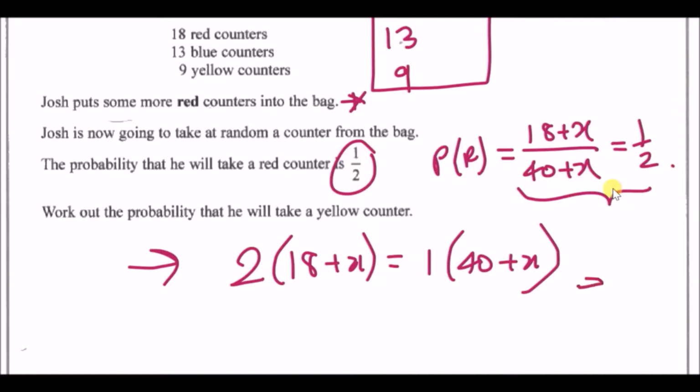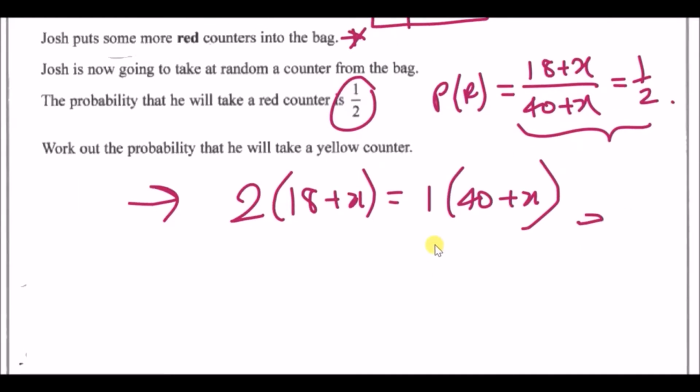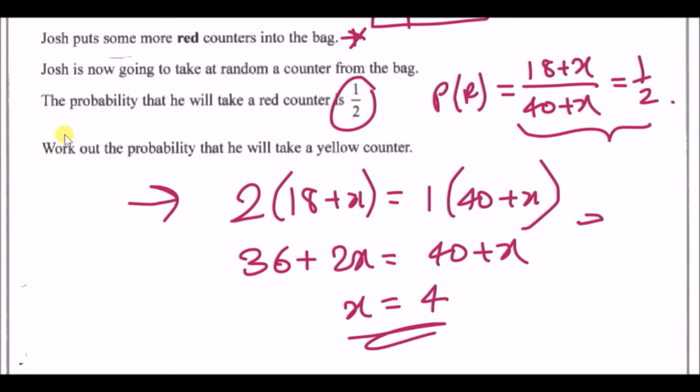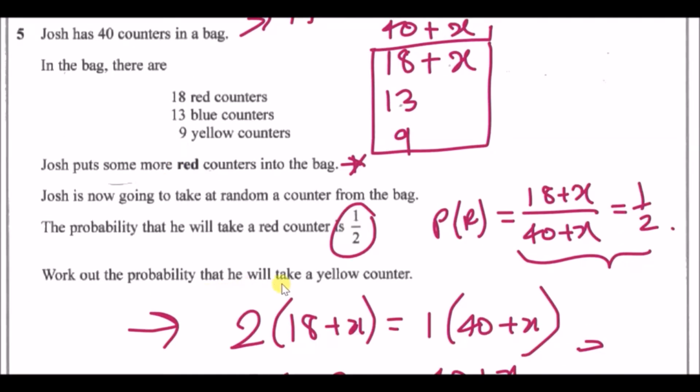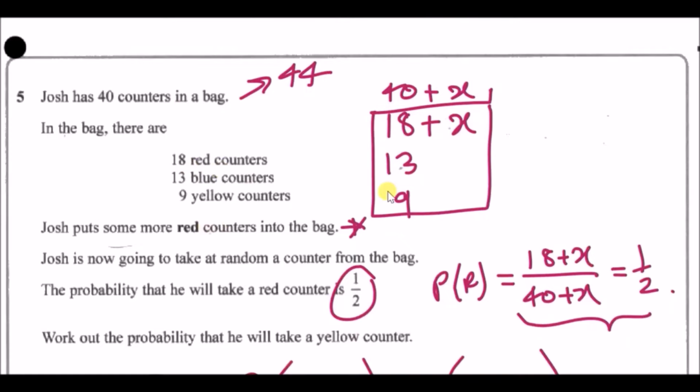Now all you want to do here, guys, is expand the bracket. Doing that on both sides, you get 36 plus 2X equals 40 plus X. Now, moving the X's to the left side and the non-X's to the right, subtracting X, 2X goes down to 1X. And subtracting 36 across, 40 goes down to 4. So X is 4. That means there were 4 more reds added on. So the total of 40 is now 44. And the question was, work out the probability that he will take a yellow. We know we have 9 yellows, so it's going to be 9 out of 44. And that's the answer, guys.